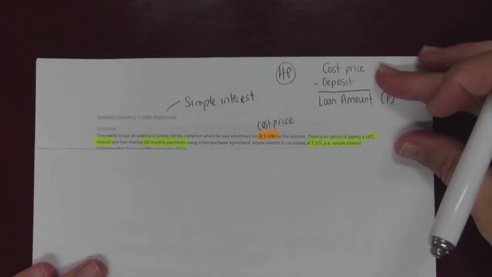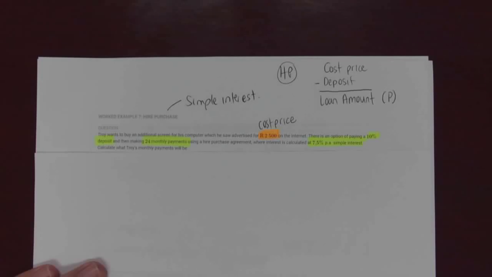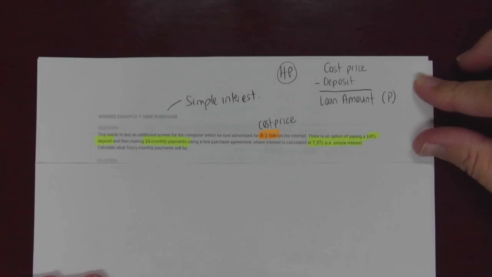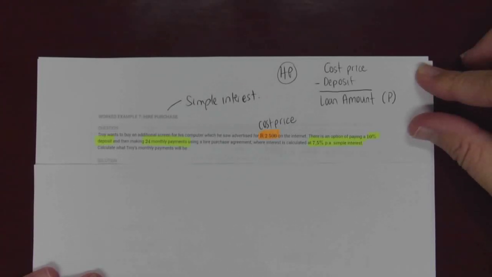Okay, so if I look at the question, Troy wants to buy an additional screen for his computer, which he saw advertised for 2,500 Rand on the internet. There is an option of paying 10% deposit and then making 24 monthly payments using a hire purchase agreement where interest is calculated at 7.5% simple interest. Calculate what Troy's monthly repayments will be.